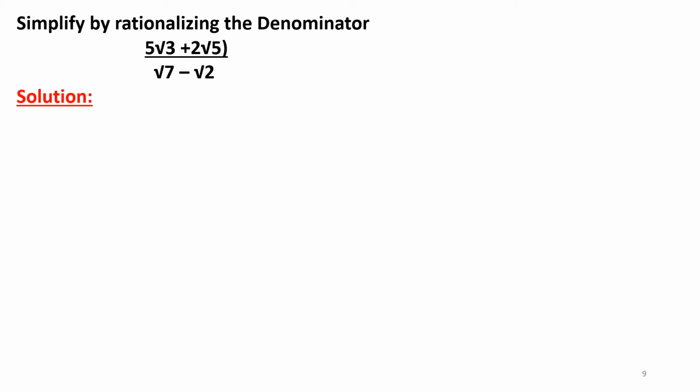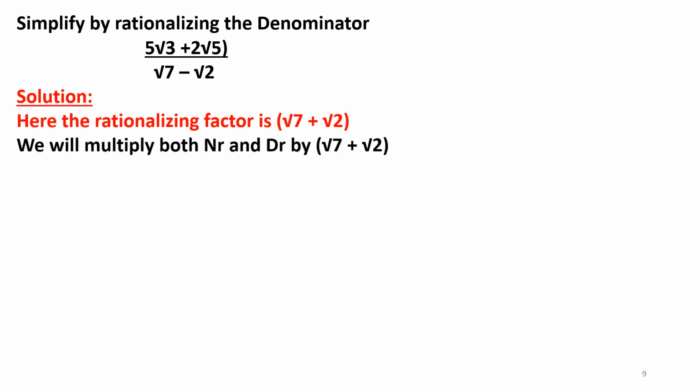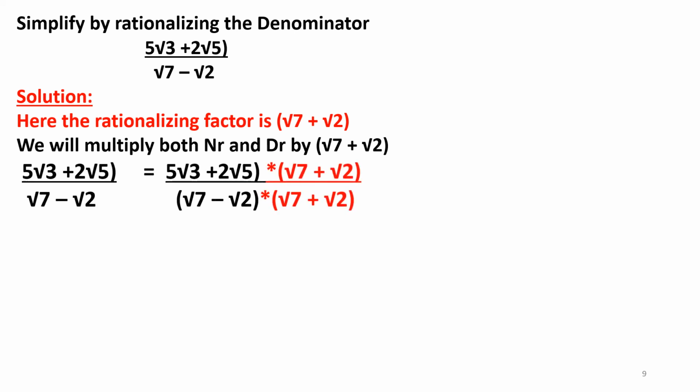Simplifying by rationalizing the denominator. See the numerator, 5 root 3 plus 2 root 5. In the denominator, root 7 minus root 2. Here, what is the rationalizing factor? Root 7 plus root 2. So we multiply both numerator and denominator by root 7 plus root 2.